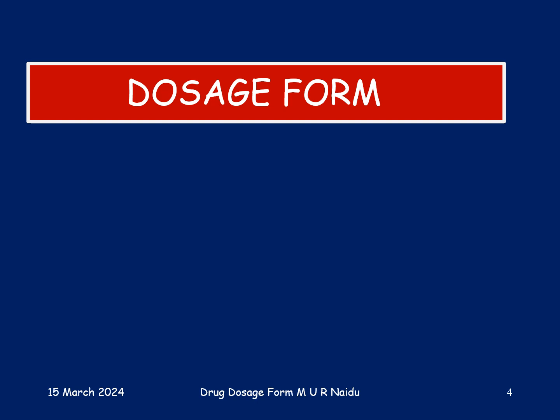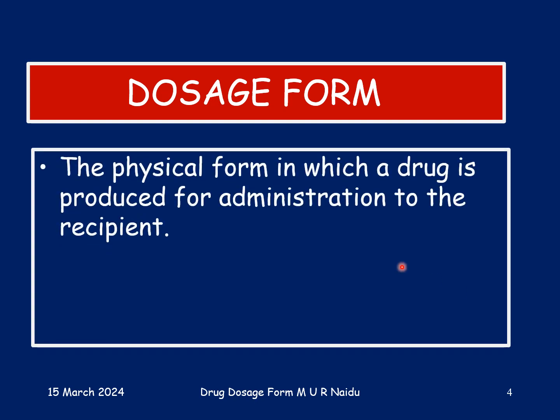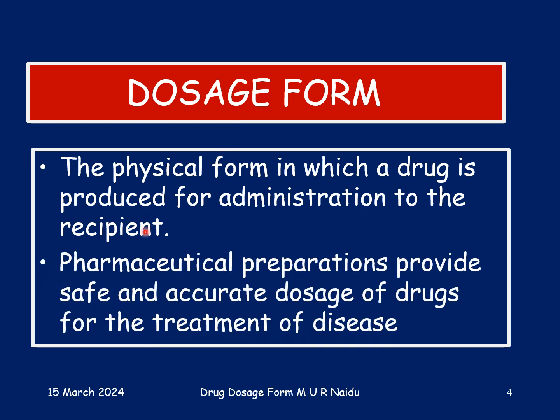Dosage forms: a physical form in which a drug is produced for administration to the recipient is known as dosage form. Pharmaceutical preparations provide safe and accurate dosage of drugs for the treatment of various diseases.